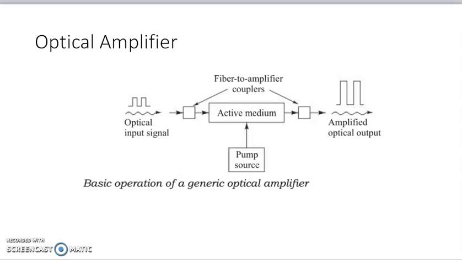and that raises their energy level to produce a population inversion. When an incoming signal propagates through the active medium, then this photon triggers this excited electron to drop to the lower levels through a stimulated emission process.